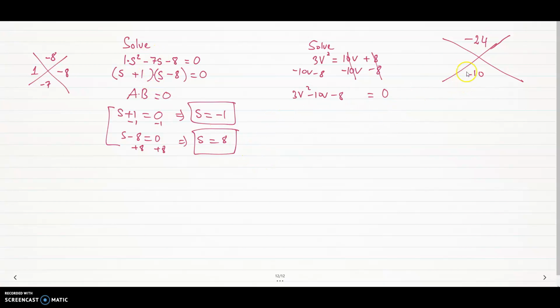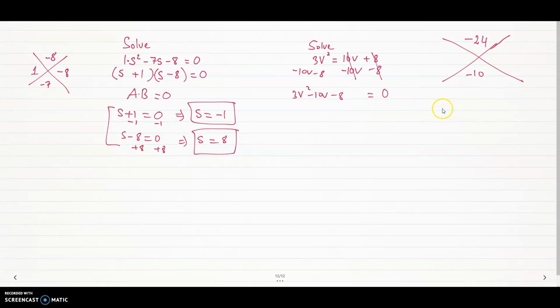Now, I'm looking for, again, the two numbers. When I multiply together, I get minus 24, but when I add them together, I get minus 10. So what could be those two numbers? When I multiply together, I get minus 24. When I add them together, I get minus 10.